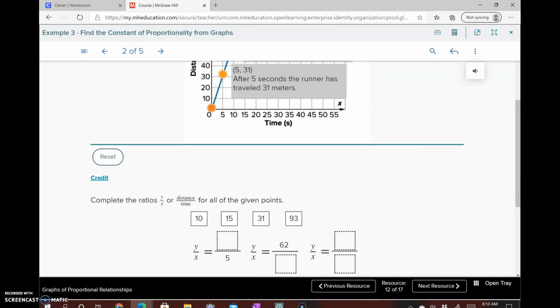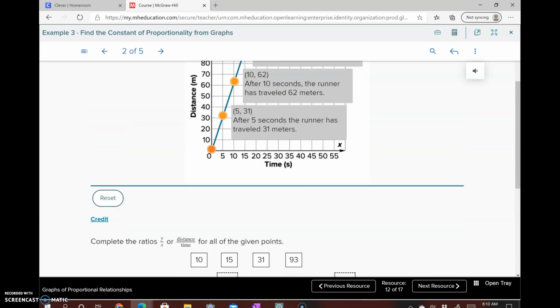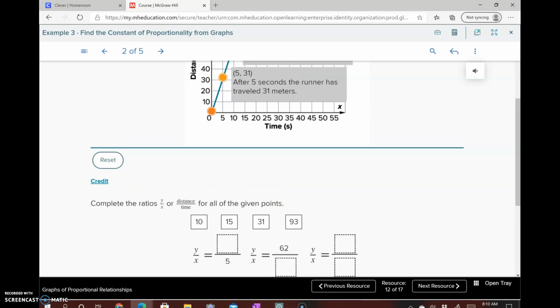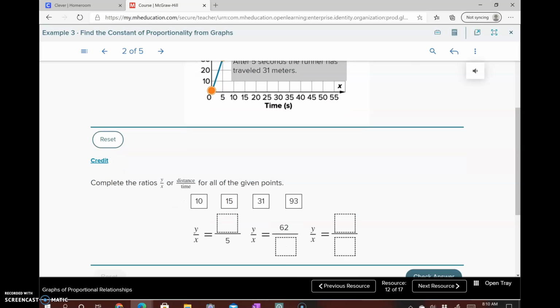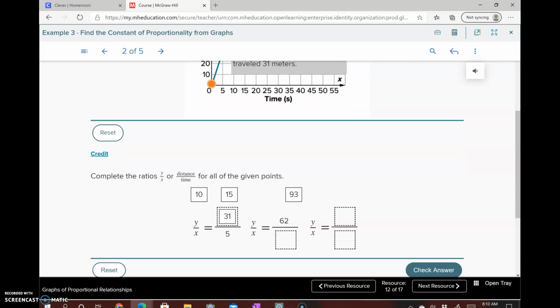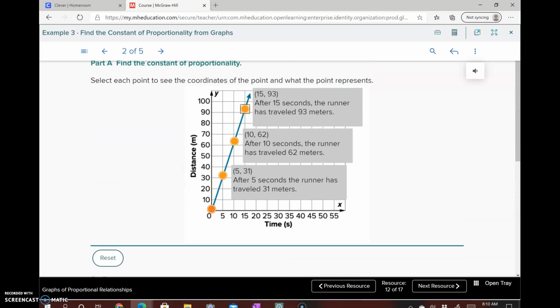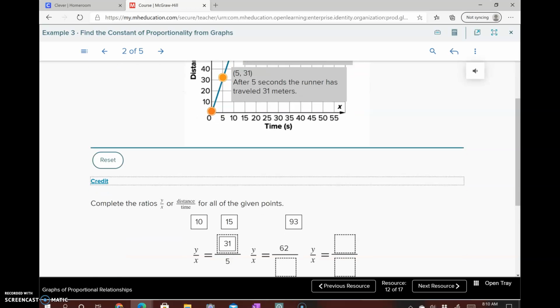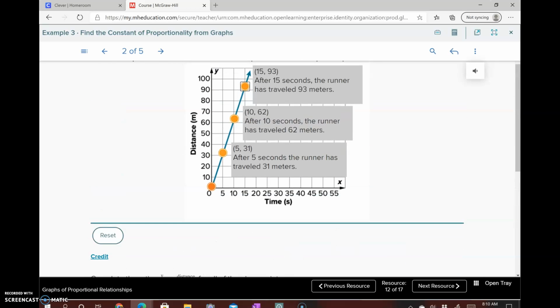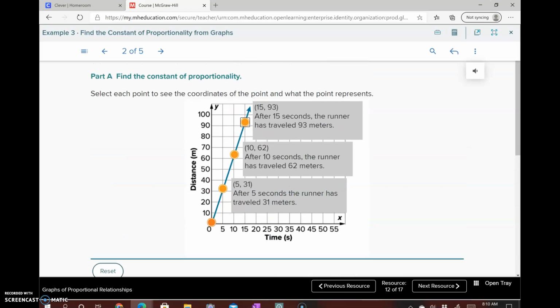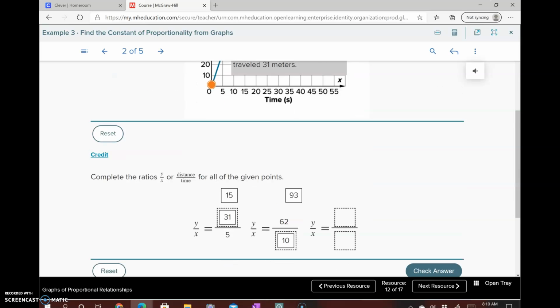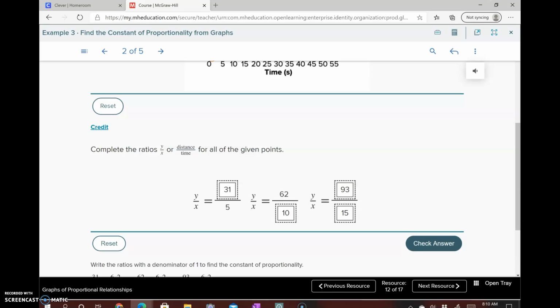So we need to find our ratios of y over x, or distance over time, for the given points. For our first point, y over x equals blank over 5. Which one of these is at 5? It's going to be 31, which is our y, over our x of 5. So we're going to drag that down. Then y over x equals 62 over what? Which one of these has a y of 62? It's this one right here. We're going to go to 10. So our x is 10. And then our last one is y over x equals what over what? Let's look at our last point. Remember, our y is always first, so 93 over x of 15. Check answer. Got it.